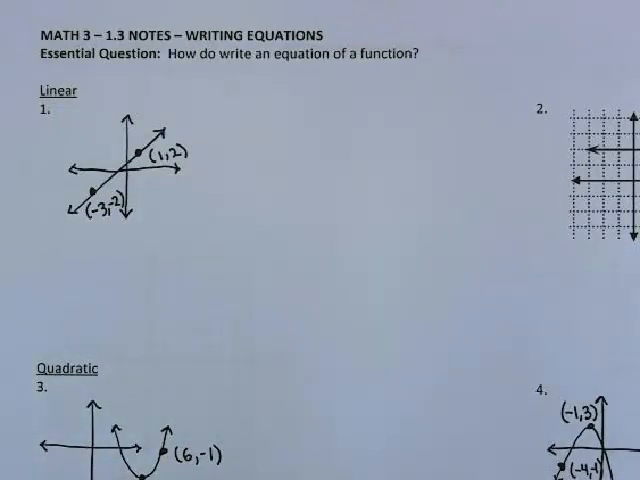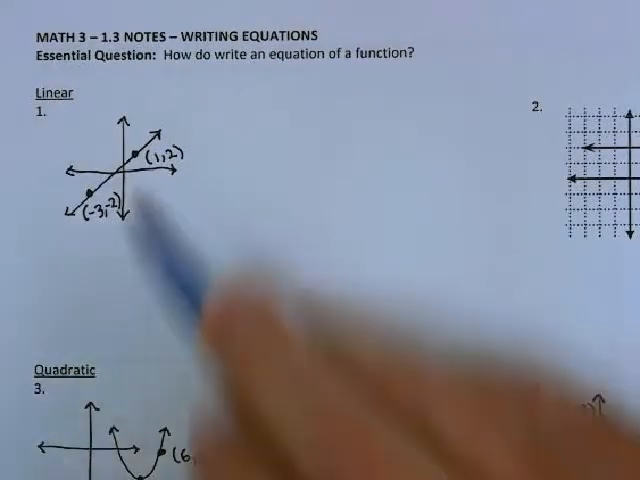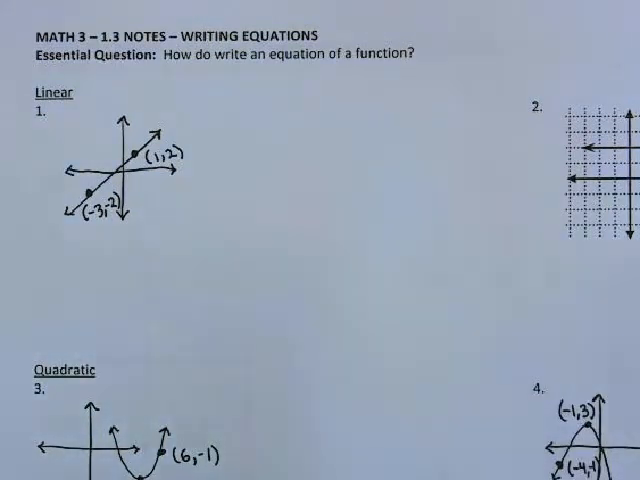All right, Unit 1, Section 3 notes for working on writing the equations of functions. Okay, so with these problems, the first thing we want to do is look at our graph and identify what type of equation is that going to give us. So here, since our graph is a line, we know we're going to have a linear equation.